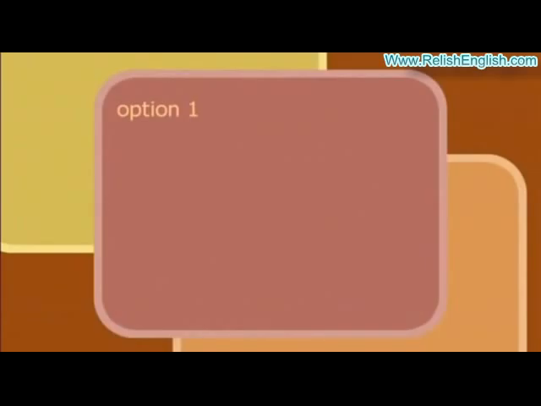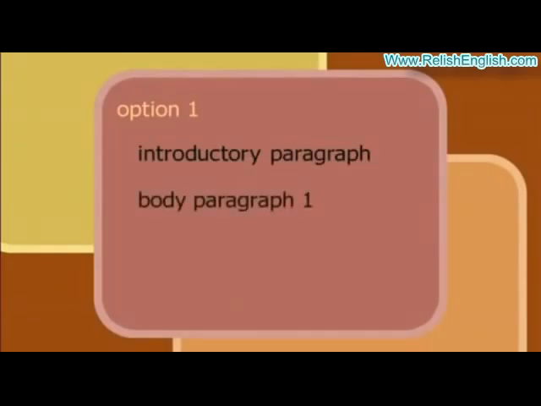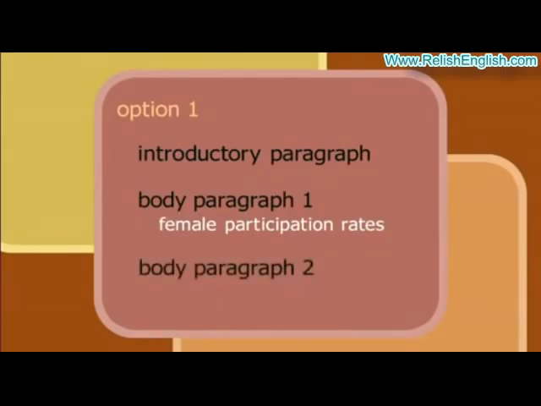So let's review and take an overall look at the essay we're creating. Let's say we've decided to go with option 1. Remember, that was an essay with 2 body paragraphs, one describing female participation rates for the 3 locations and one describing male participation rates. So let's start with our introductory paragraph.